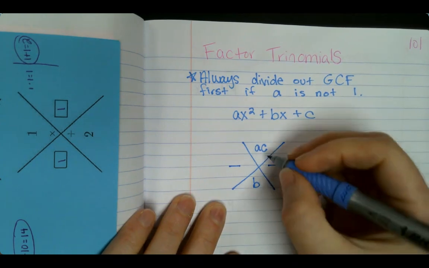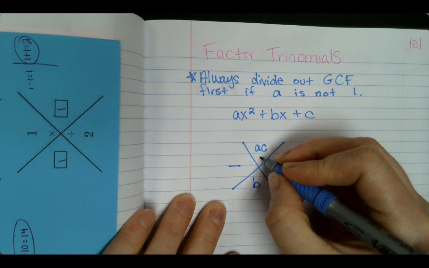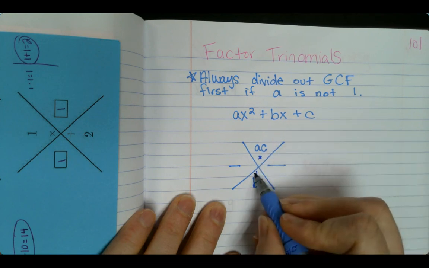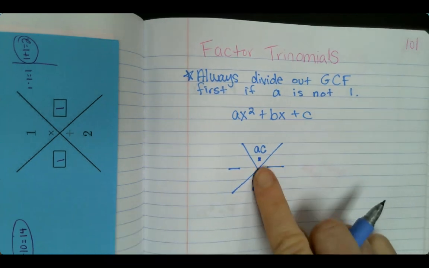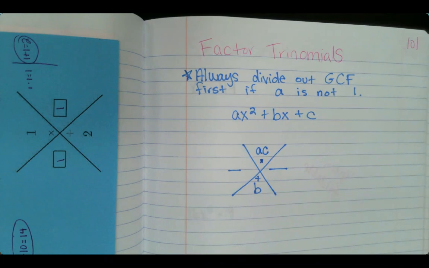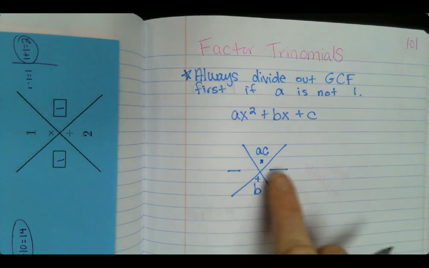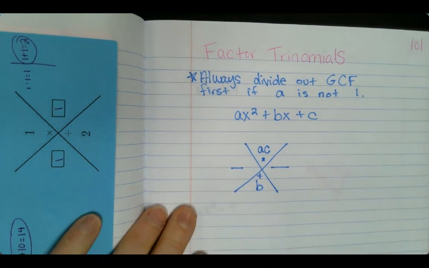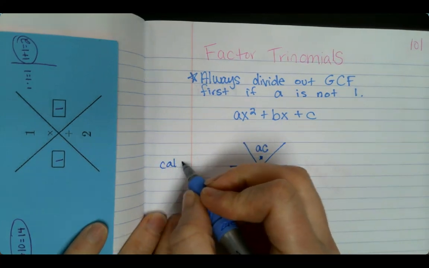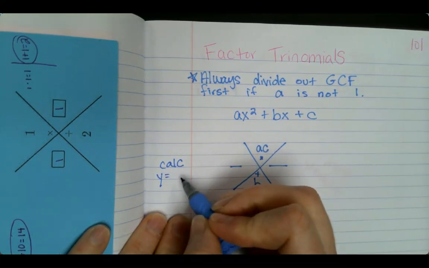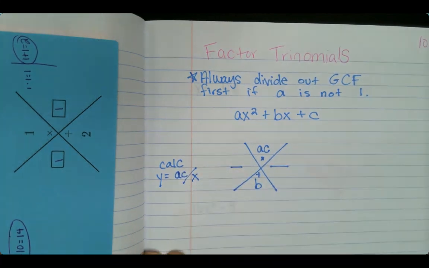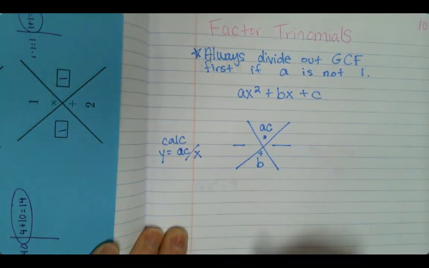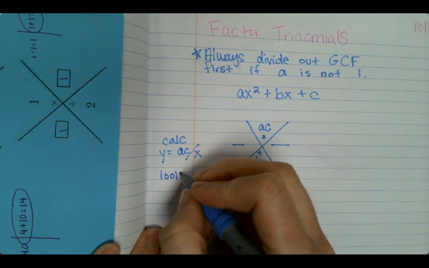AC is going to be your product. So this is the multiply. And B is the sum. So that's your addition. That's a little multiply sign, or you can do the dot. So we have to find those magic numbers. To find the magic numbers in the calculator, remember we do y equals the product, or AC, divided by x, and we look at the table.